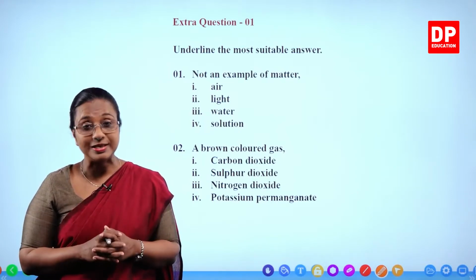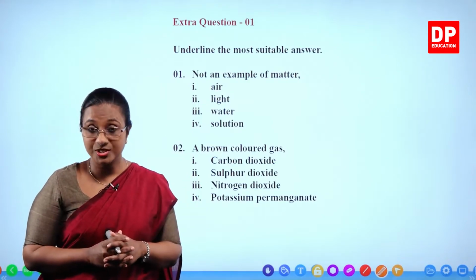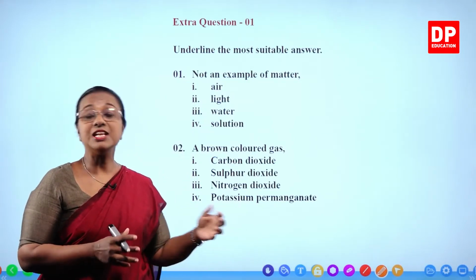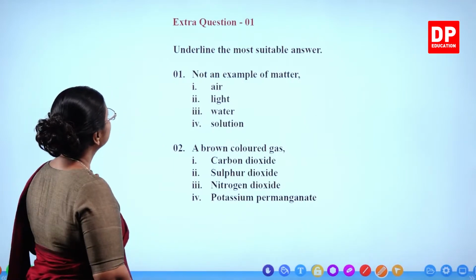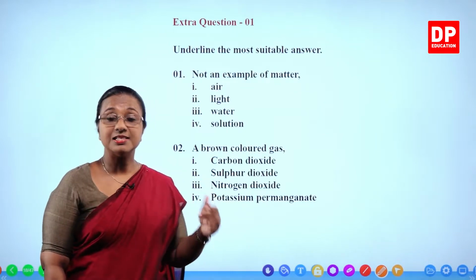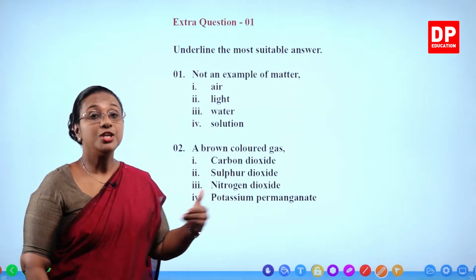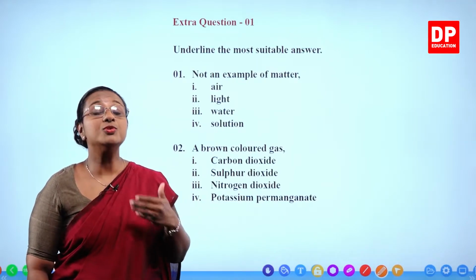So you're familiar with the lesson, and now also I want you all to answer these questions by yourself first and then compare your answer with my discussion. So extra question 1. Underline the most suitable answer. Similar to what we did before, you either select then underline the correct answer or the most suitable answer.